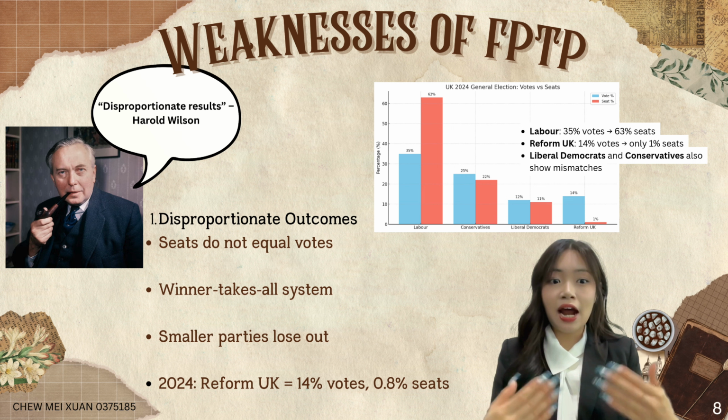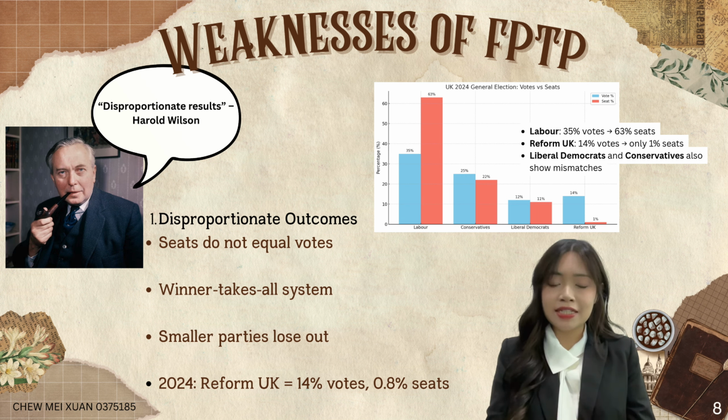Hi, my name is Priscilla, and I'll be discussing the weakness of the first-past-the-post, herein referred to as the FPTP system. Harold Wilson, a prime minister who personally benefited from the FPTP system, shrewdly identified its fundamental flaw when he noted its record of producing disproportionate results.